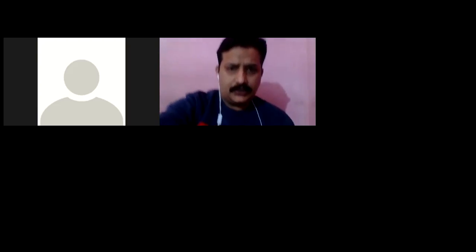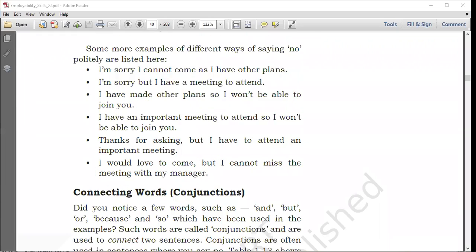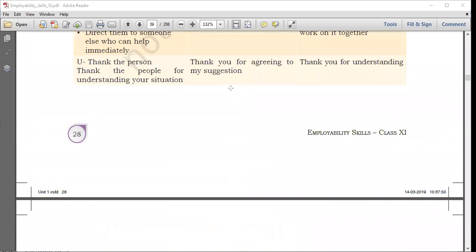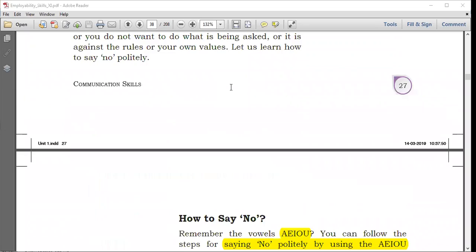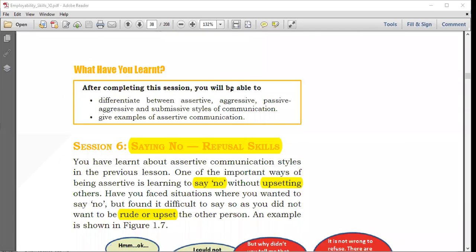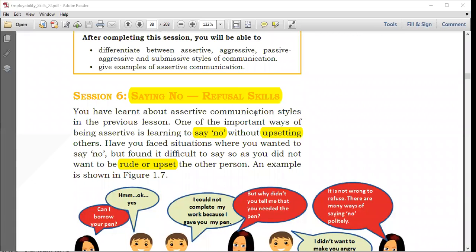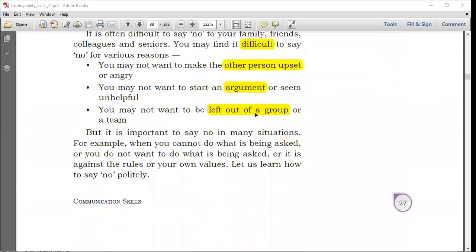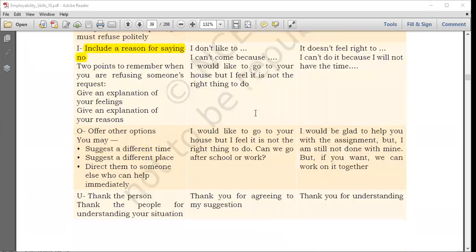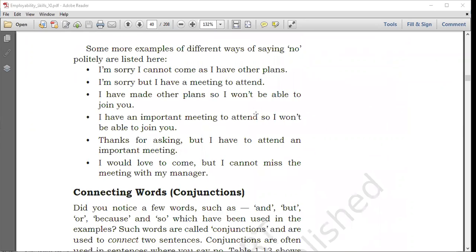Good morning. Let's start. Today we'll continue with the employability skills chapter. Last time we discussed communication. Then, yes, the topic was saying no. These are the refusal skills we covered last time. So now we'll move on to the next topic.